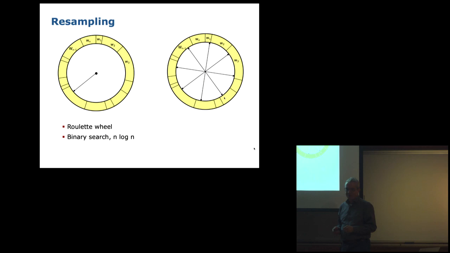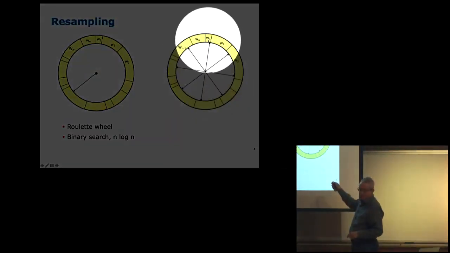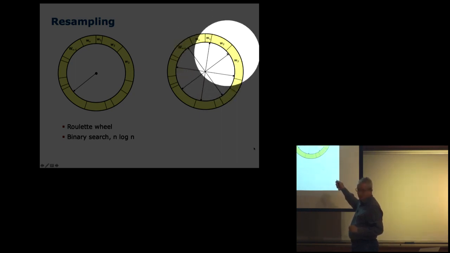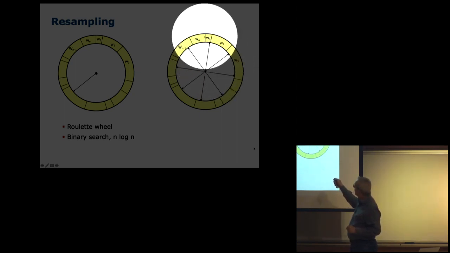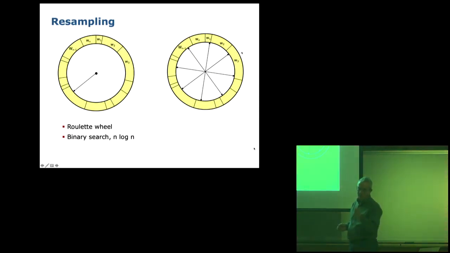Why is that the case? Could you say that again? Yeah. So we start with a randomly chosen angle between 0 and 1 divided by n. That's this angle over here, the difference from the vertical. And then we advance by 1 divided by n and check into which particle's bin that falls. And then we advance by 1 divided by n again.